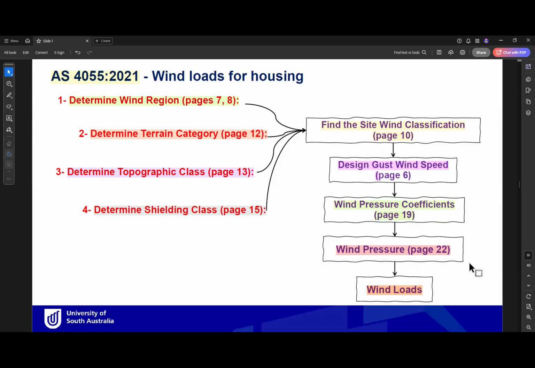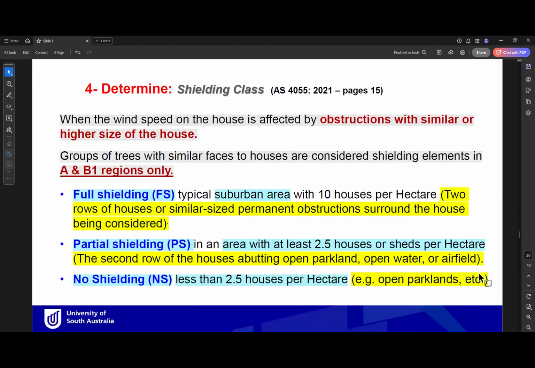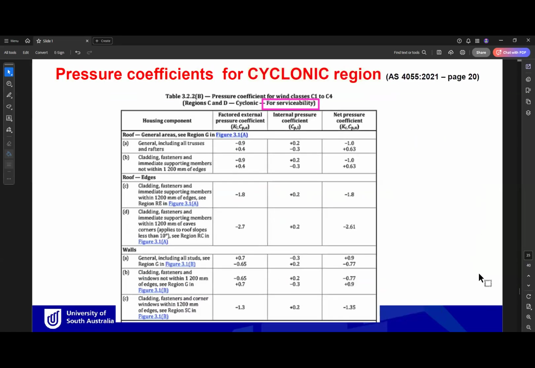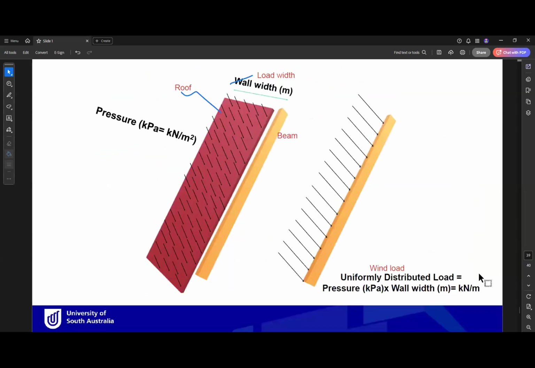So this slide has a summary or a flow chart of how to find the wind loads on the beam and column, and the steps are explained in the slides here, so you can have a look at them, and we will solve an example on this in tomorrow's class, Wednesday. So if you have any question, we can answer it now or tomorrow.